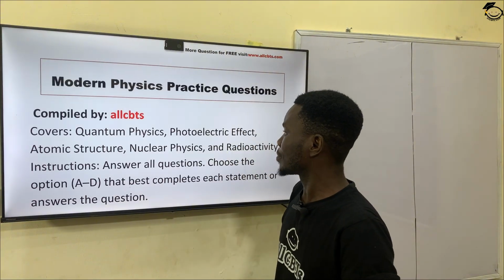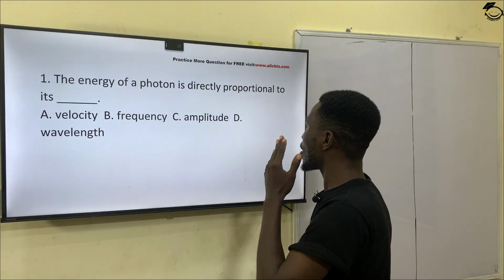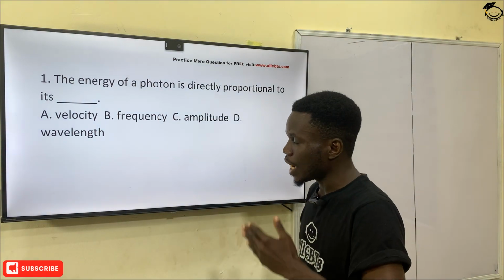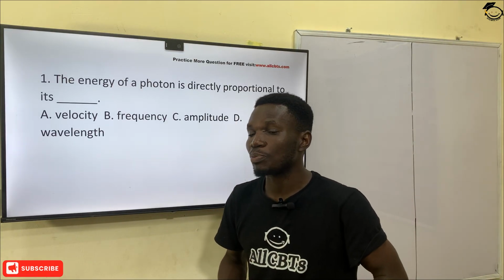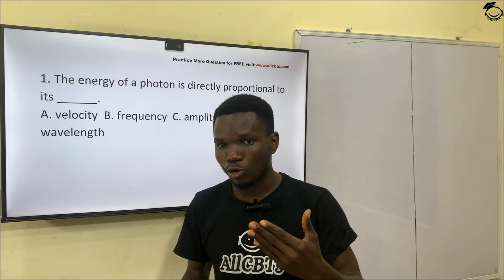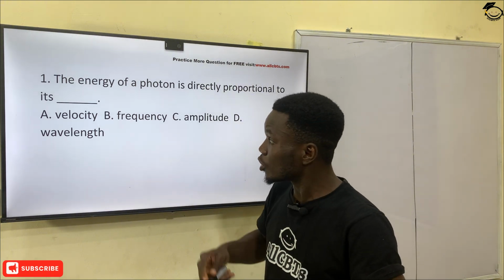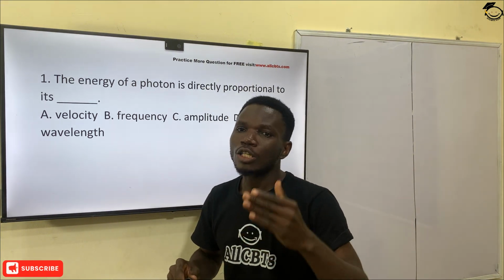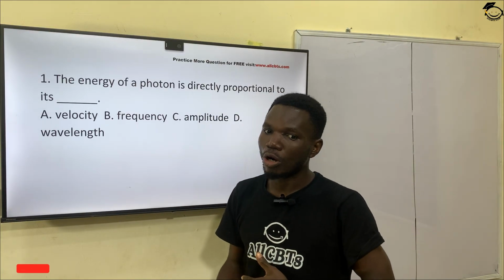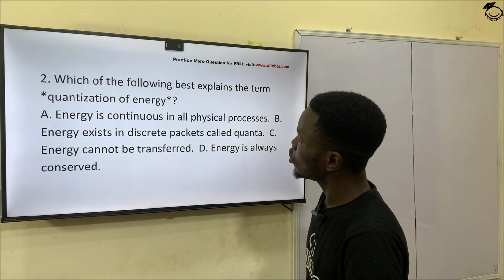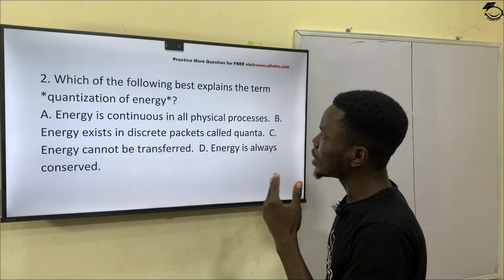Question number 1. It says, the energy of a photon is directly proportional to its dash. Now, when I was explaining the photoelectric effect, I explained what a photon is, and I told you that the energy of a photon is directly proportional to its frequency. So the correct answer to this question is option B, which is frequency.